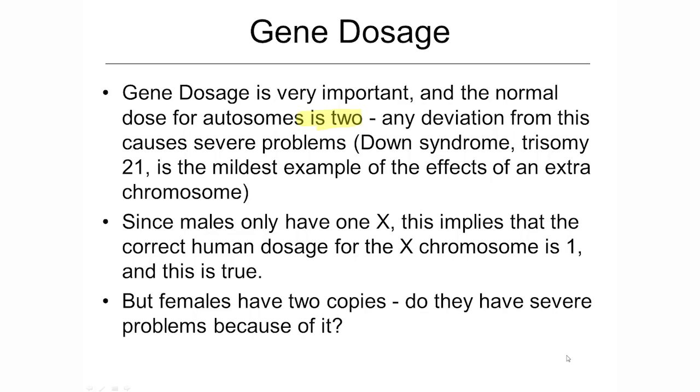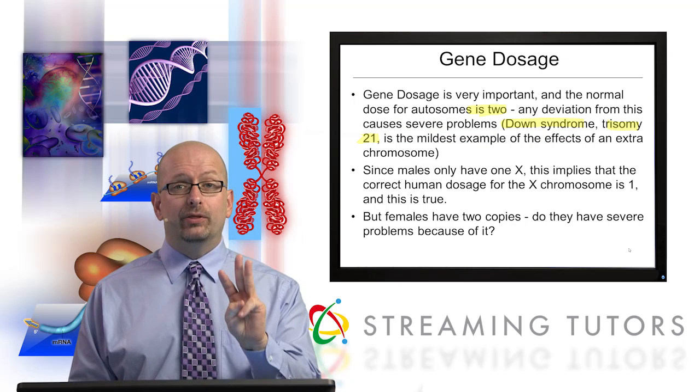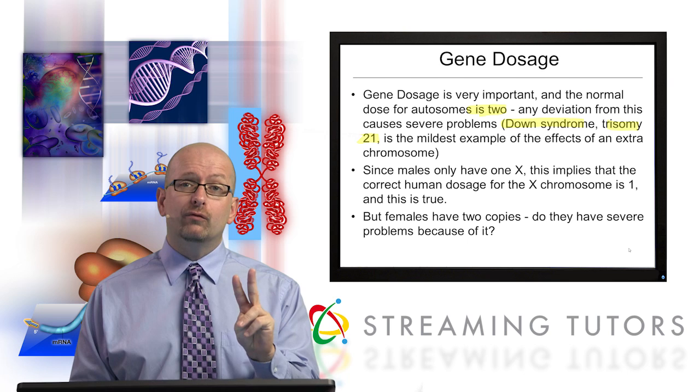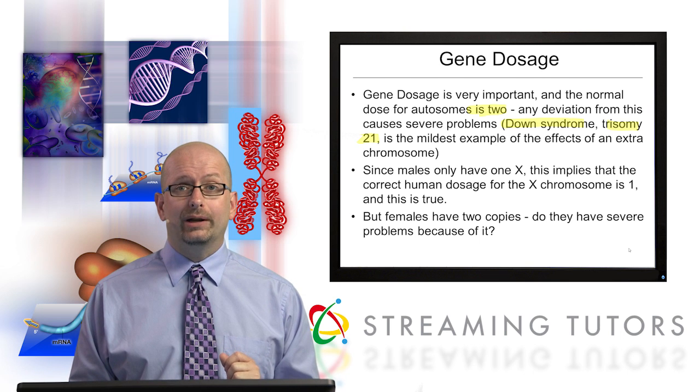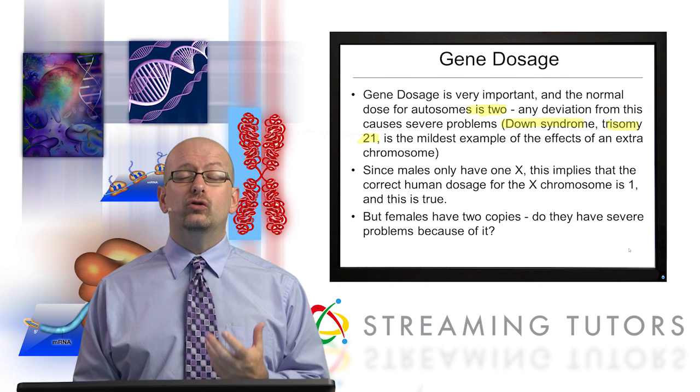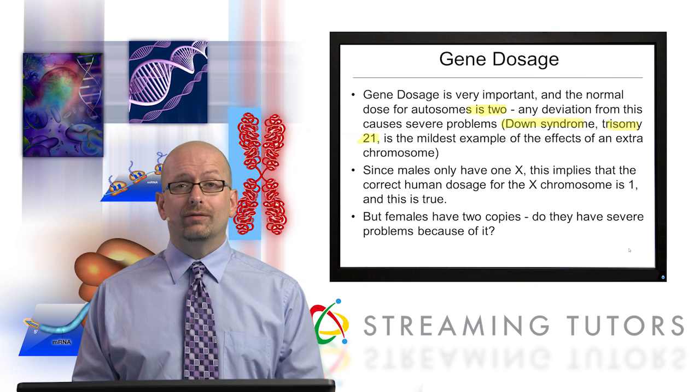So the most common deviation is trisomy 21, Down syndrome, that we see in people. It's the mildest example of the effects of an extra chromosome. So people with Down syndrome have a total of 47 chromosomes based on what we said before. But the problem is that instead of the pair of 21s, they've got 3 21s, right? This is a dosage problem. There's too much expression of these genes on chromosome 21.